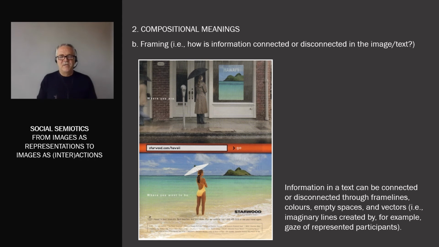Now, information in an image can be connected or disconnected in a number of different ways: frame lines, color or shape, empty spaces, or so-called vectors, these imaginary lines, especially the ones we follow with gaze. So I'd like to start by noting that this explicitly two-part image actually reverses information value conventions of the ideal at the top and the real at the bottom. And there's a good reason for this, which is confirmed by the strong frame line across the middle, which disconnects but also connects the information and helps explain the message and the meanings in this complex image.